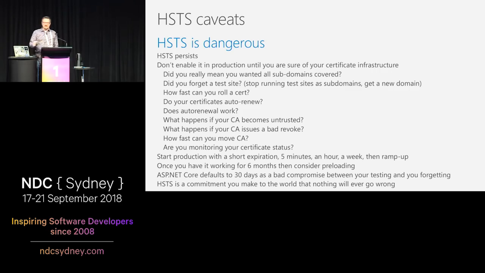So when you run it out into production, start with a really short expiration. Start with 5 minutes. And once you've got 5 minutes and that's been running for a week to 2 weeks, okay, you think you're good, increase it to an hour. And then a couple of months later, increase it to a week. And eventually ramp it up to where you are at, my HSTS flag is going to be for a year. And once you've had it working for 6 months, then you can consider preloading it.